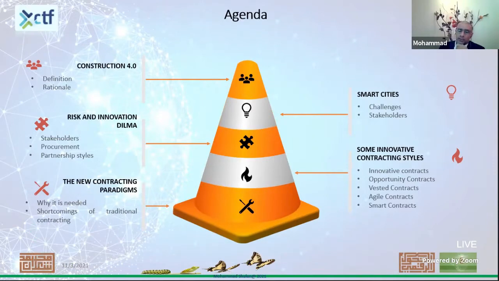The first one, we are defining some items about construction 4.0. Then we go into the risk and innovation dilemma. That's what everyone is talking about today because we have a lot of technologies coming in every day. Then we talk about how we need a new contracting paradigm and why. We will apply this to smart cities because this is my area. As well, we will talk about some samples of innovative contracts, how they are done and how they will add value to us.